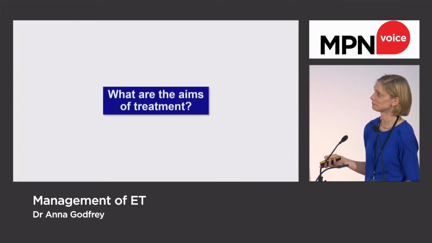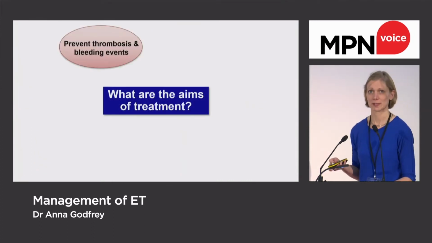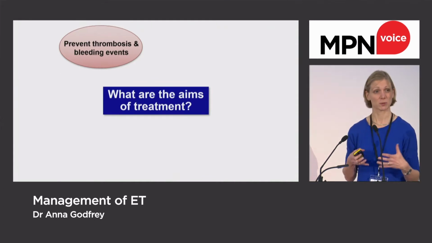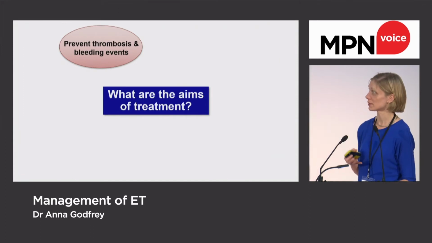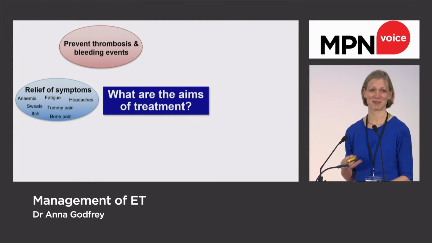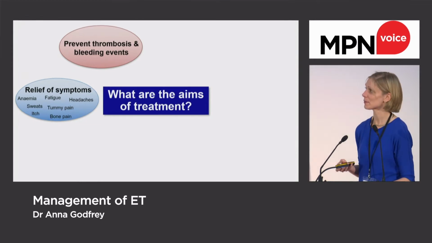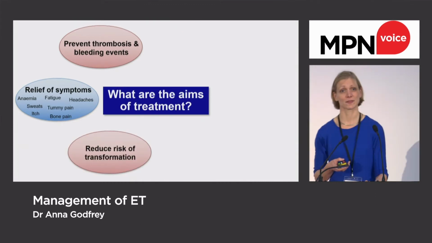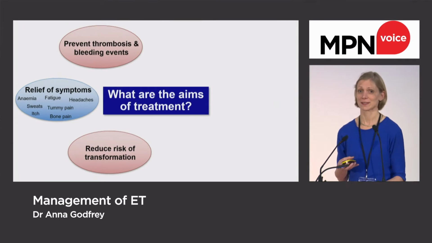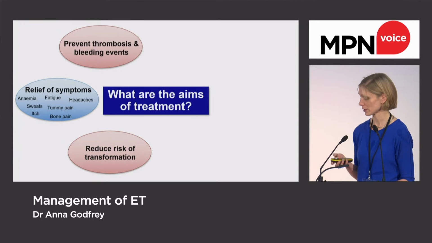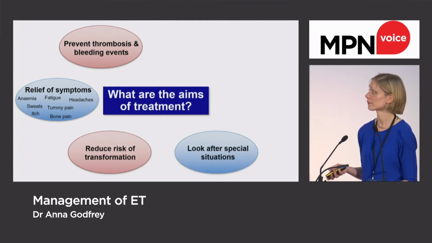So how do we do that? We've got to think about what our aims of treatment are here. So one of the things that we concentrate on is trying to prevent what we call vascular events, so blood clots and bleeding events. We would like to do better at relieving symptoms, something we've talked a lot about today, be it fatigue and other problems such as headaches and itching. We would like to reduce the risk of disease transformation, and that's something that probably is a bit of a weakness in our treatments at the moment, and that's something that we'd like our therapies to do better in future.